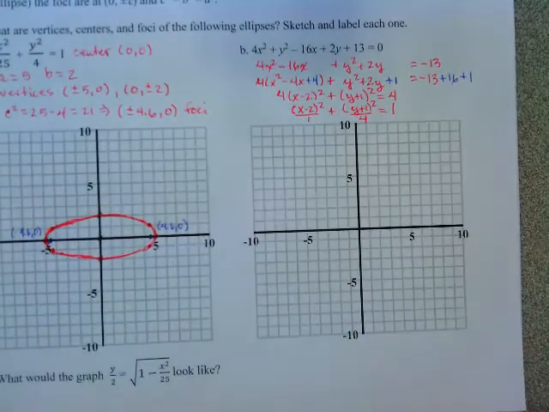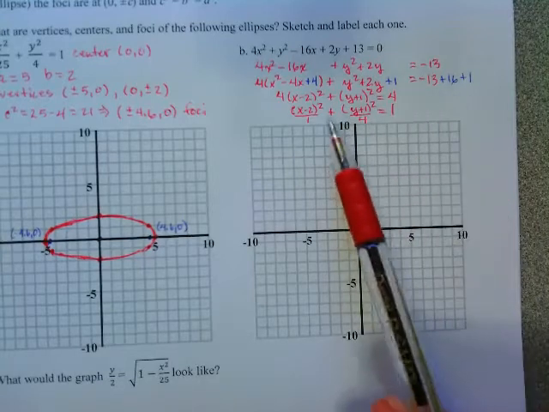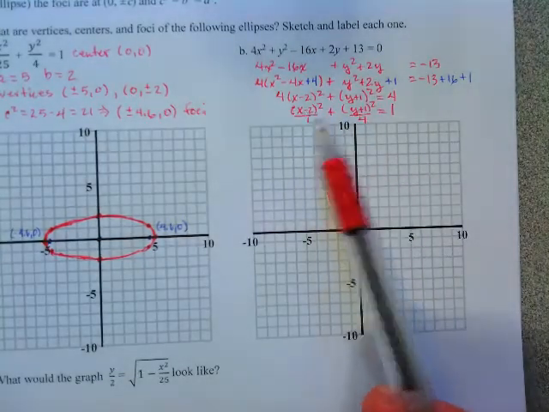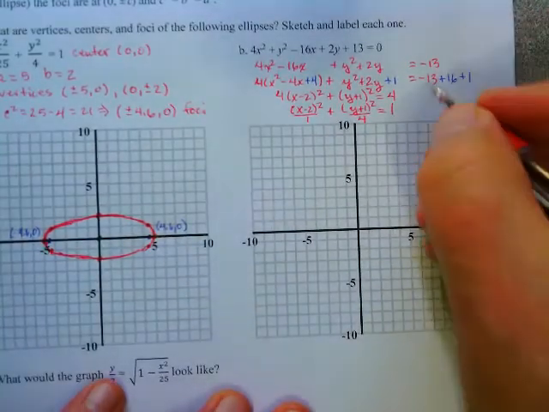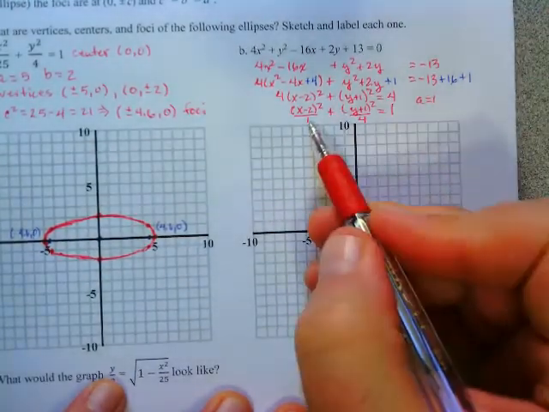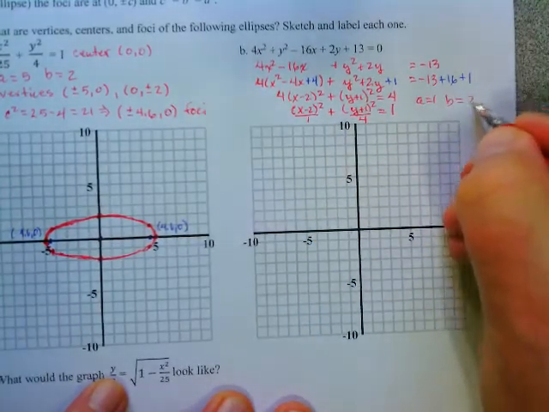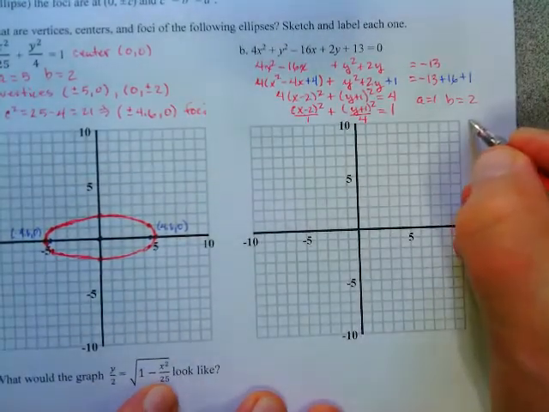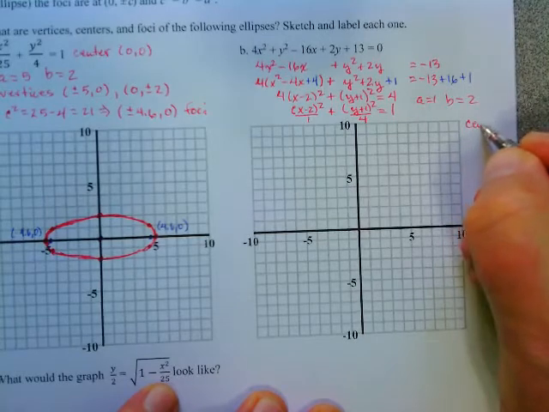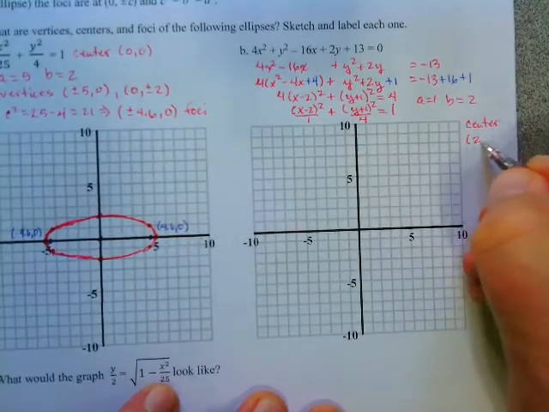And so now I have my form, my vertex form, if you will, or my center form. Since this has 2 of them, I should say my center form for the ellipse. My a is 1, whatever is underneath the x term, square rooted. My b is 2. So I can say then my center, the center of this will be at (2, negative 1).